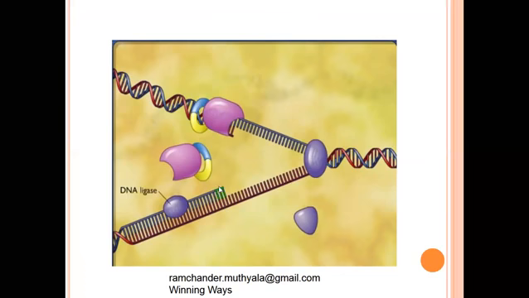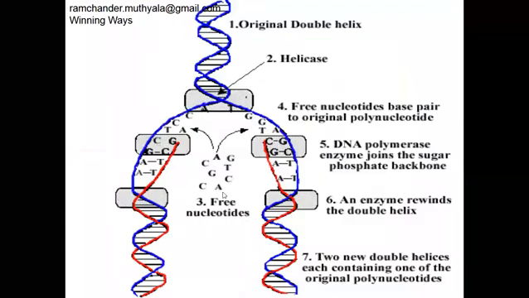All Okazaki fragments are ligated by the DNA ligase enzyme. Finally, from one parental DNA, two daughter DNAs are formed. In these two daughter DNAs, 50% of the genetic material comes from the parental DNA, and the remaining 50% of the DNA is synthesized with the help of DNA polymerase 1 and DNA polymerase 3 enzymes.